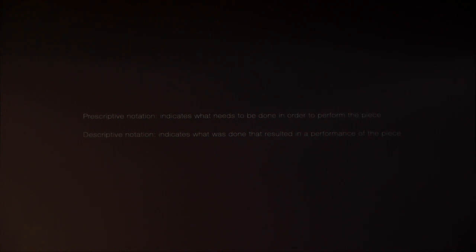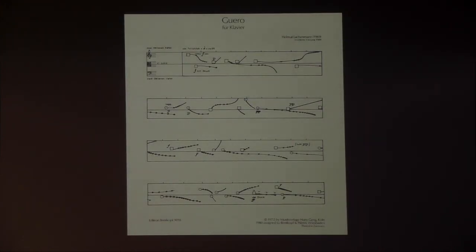One of Lachenmann's early experiments with notating action was a piece for solo piano called Guero, written in 1969 and then revised in 1988. Here we can see a central line running horizontally along each staff that indicates the position of the piano's middle C, above and below which various movements of the hands over the surface of the keys, and later on the tuning pins and strings, are written as actions.